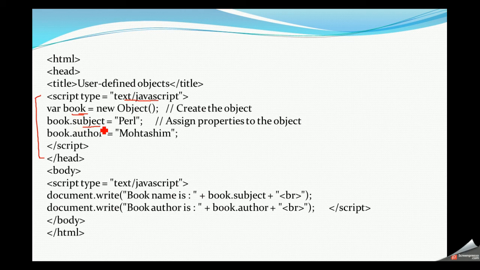Now book dot subject, this is your property and it is Perl, then book dot author. So if you are creating the object, then you are assigning the properties. Okay, now coming to the next.